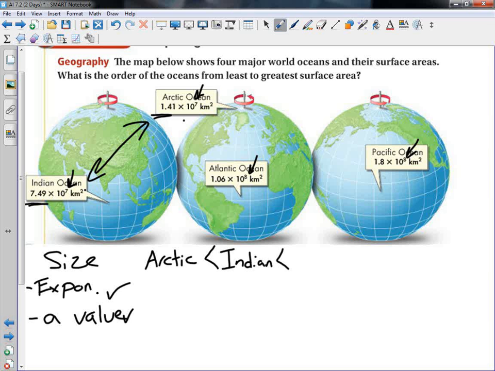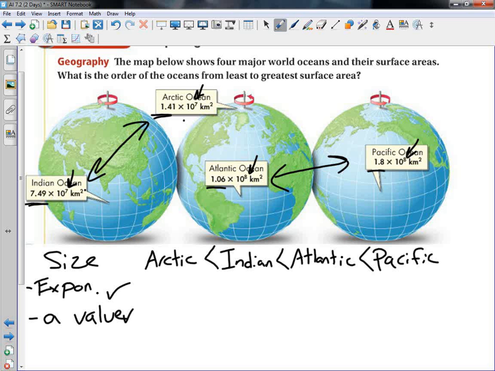So these 2 here have the same exponent of 8. So if we look at the a value, we have 1.06 and 1.8, which tells us that the Atlantic is slightly smaller than the Pacific. And that's ordered from least to largest.